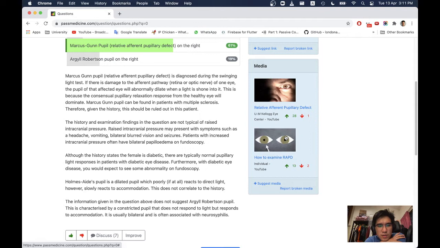The history and examination findings in the question are not typical of raised intracranial pressure. Raised intracranial pressure may present with symptoms such as headache, vomiting, bilateral blurred vision, and seizures. Patients with increased intracranial pressure often have bilateral papilledema on fundoscopy. Although the history states the female is a diabetic, there are typically normal pupillary light responses in patients with diabetic eye disease. Furthermore, with diabetic eye disease, you expect to see some abnormality on fundoscopy. Holmes-Adie pupil is a dilated pupil which poorly, if at all, reacts to direct light, however slowly reacts to accommodation. This does not correlate to the history.